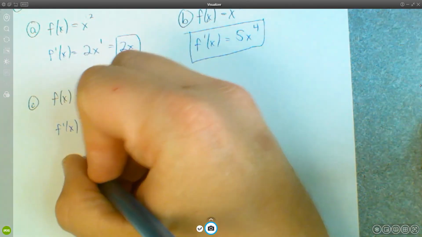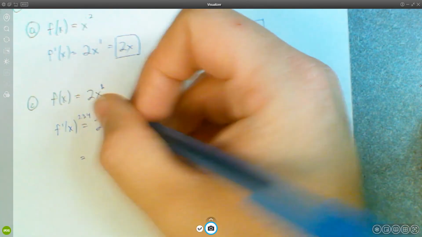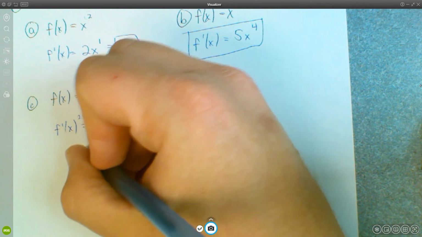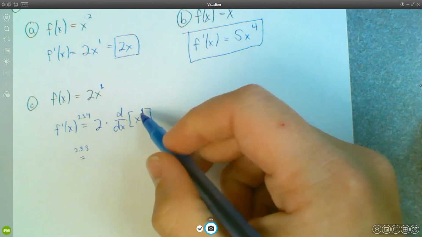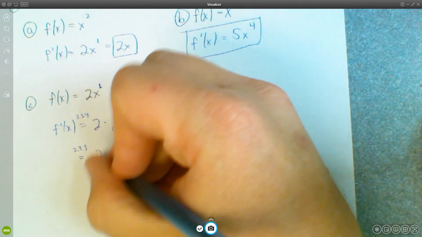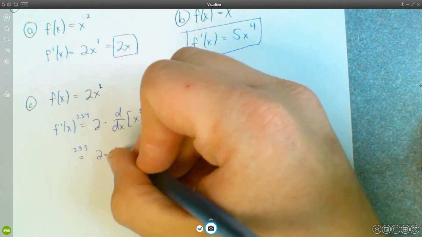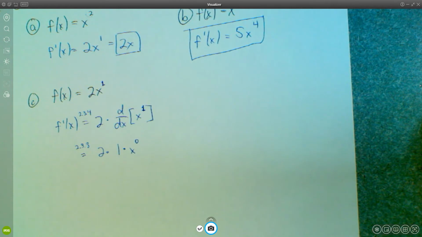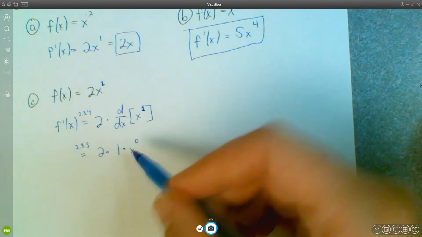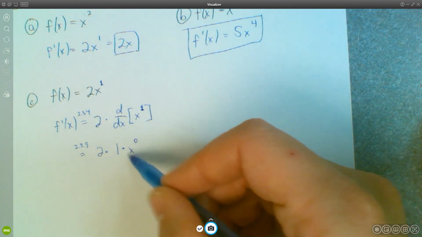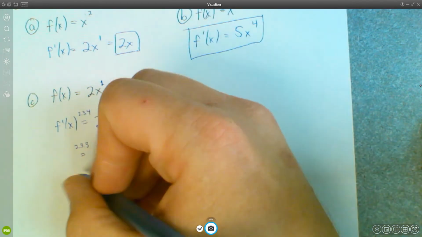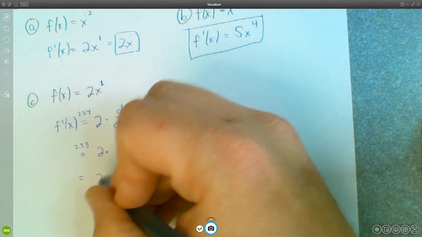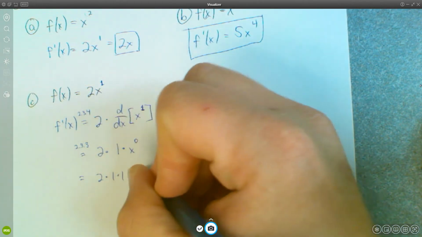And now theorem 2.3.3 tells me that I can use power rule to rewrite this as 2 times, I can bring down the 1 times x to the 1 minus 1 is 0. Well, anything to the 0 power is just 1, right? So x to the 0 is just 1. So this is just 2 times 1 times 1, which is just 2.